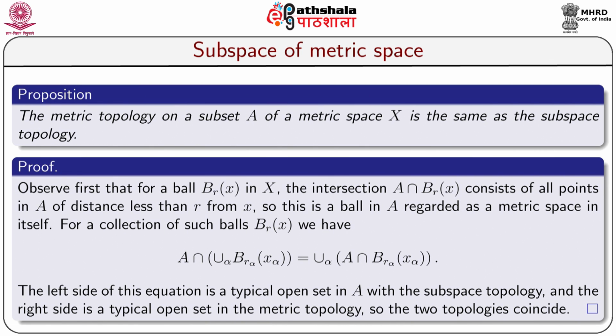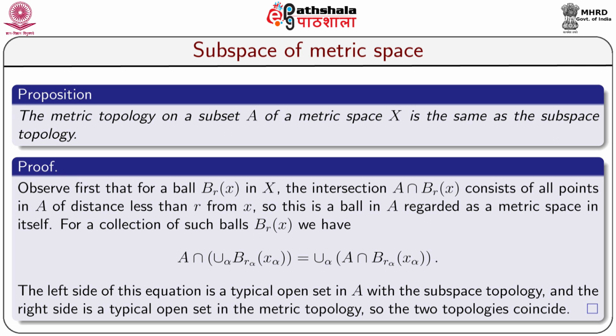Proposition: the metric topology on a subset A of a metric space X is the same as the subspace topology. Proof: observe first that for a ball B_r(x) in X, the intersection A intersection B_r(x) consists of all points in A of distance less than r from x. So, this is a ball in A regarded as a metric space in itself.